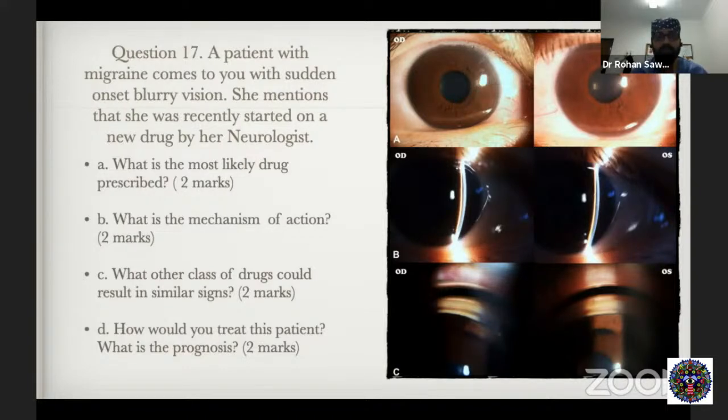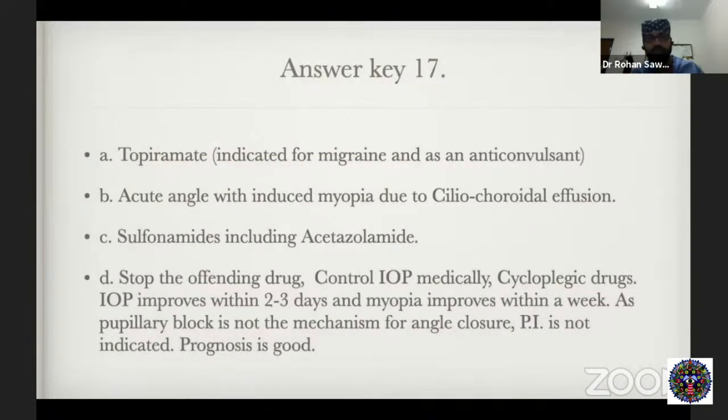And the prognosis is very good because generally when you drop the medicine, remember to let the neurologist know that you should replace the topiramate with another drug. Otherwise, you'll tell the patient to stop. 15 days later, patient goes to the neurologist. Neurologist will say, "Arey, you stop the medication. Your headaches come back again. You got migraine. Restart it again," and she'll end up again in your clinic. So that's the key to this question.